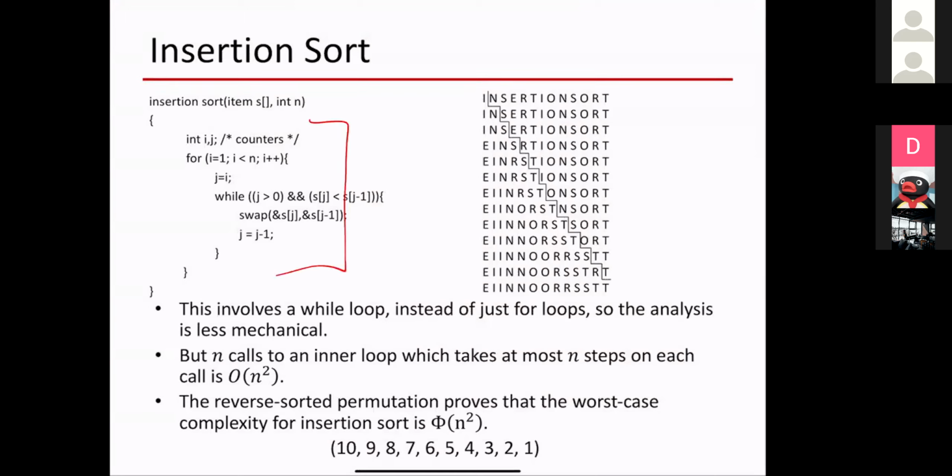So I keep maintaining this one as the index and find the position to the left. All the left side is sorted. Your index points at the barrier, and this is what you do, and you keep swapping. So this involves a while loop instead of just for loops, so the analysis is less mechanical. But there are n calls to an inner loop, which takes at most n steps on each call. So sometimes it is smaller than n.